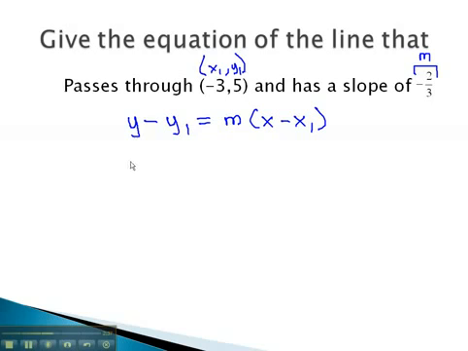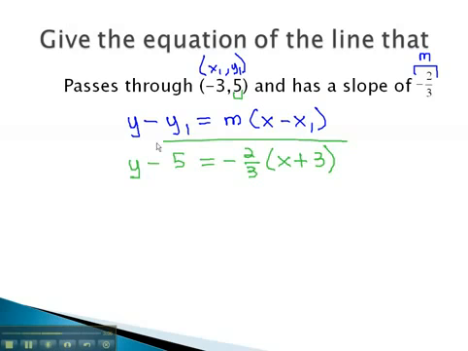To find our equation, we replace the key values that we have found. Y minus y1, which we said was 5, equals m, or the slope, which we said was -2/3, times x minus x1, which is -3. Subtracting a -3 would be the same as adding a +3, and so we get the equation y minus 5 equals -2/3 times x plus 3. This is the equation of the line that passes through -3, 5 and has a slope of -2/3.